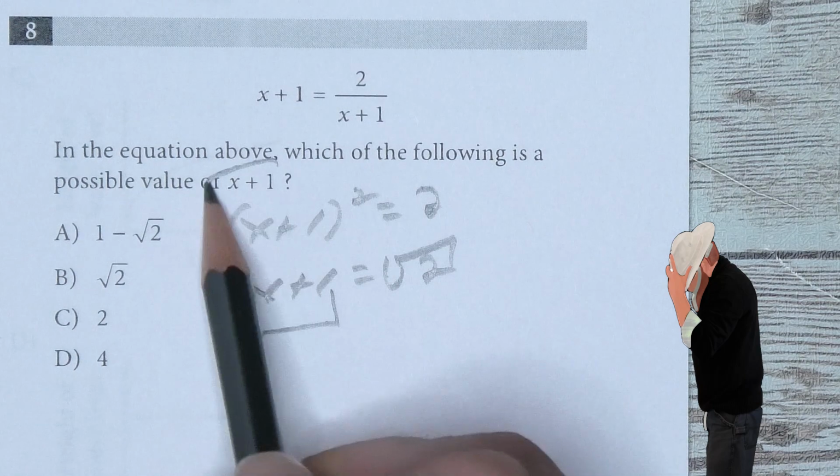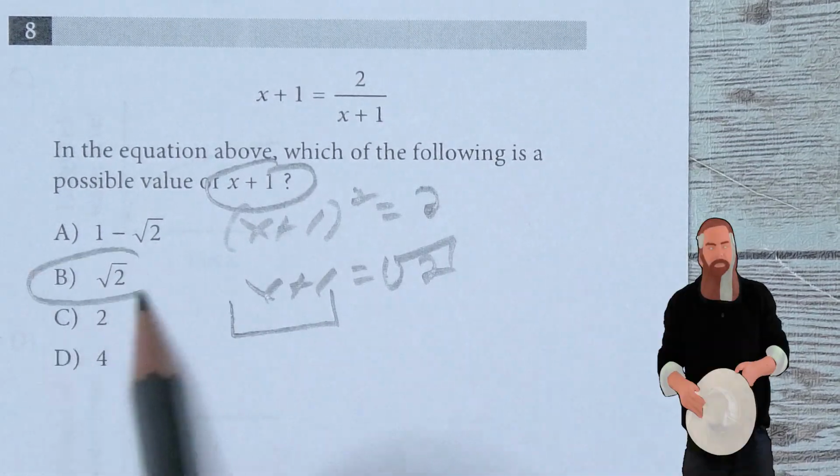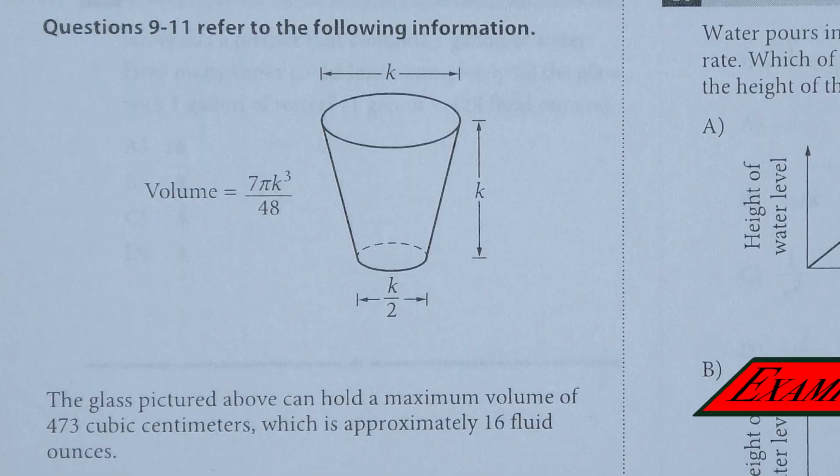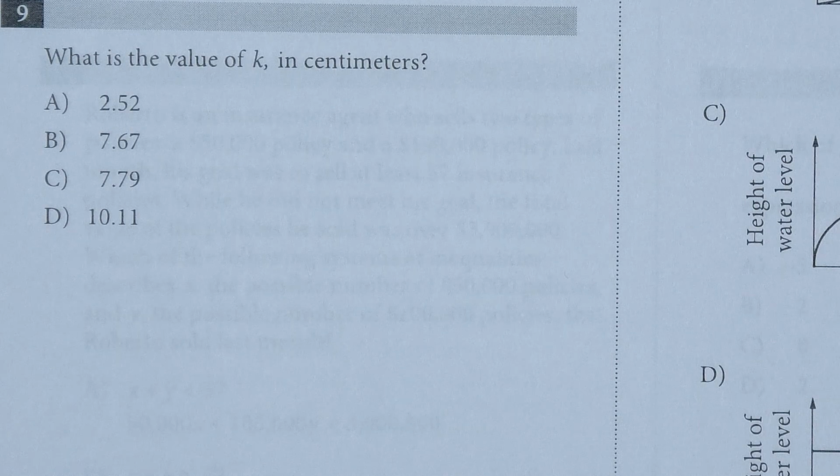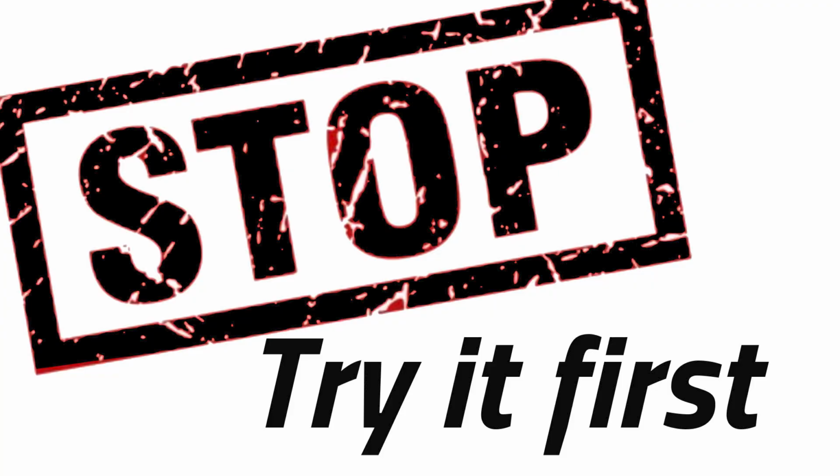X plus 1 is what they were asking for, so the square root of 2 is the answer. For questions 9 through 11, we're going to refer to the following information. The glass pictured above can hold a maximum volume of 473 cubic centimeters, which is approximately 16 fluid ounces. What is the value of K in centimeters?